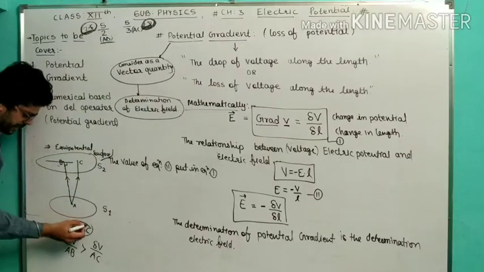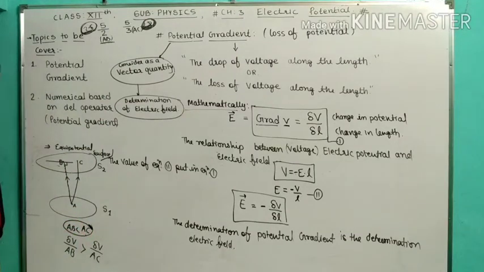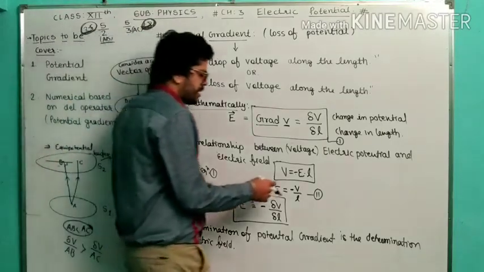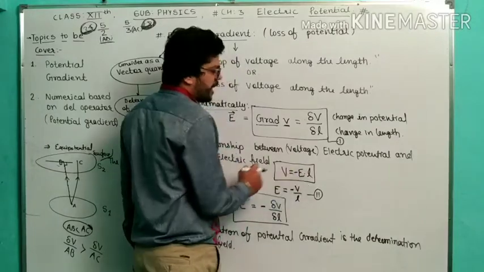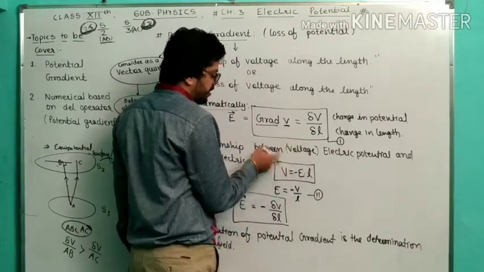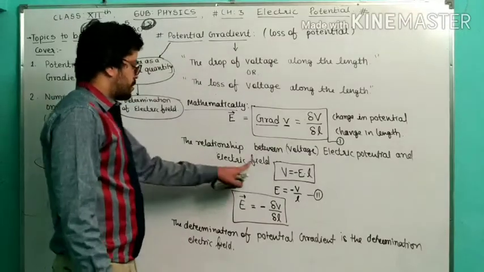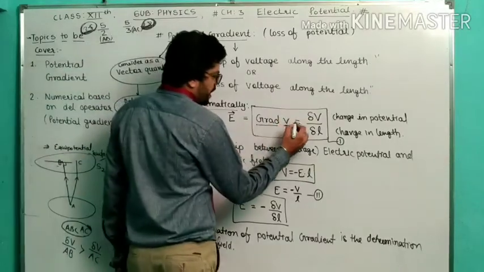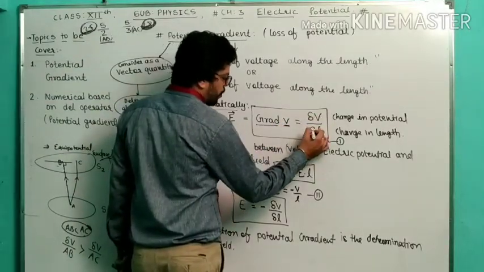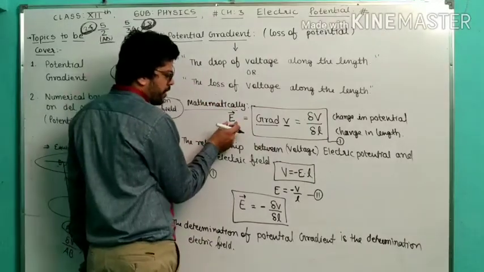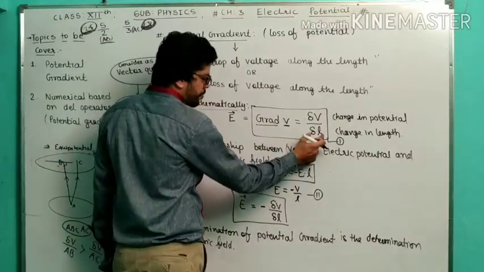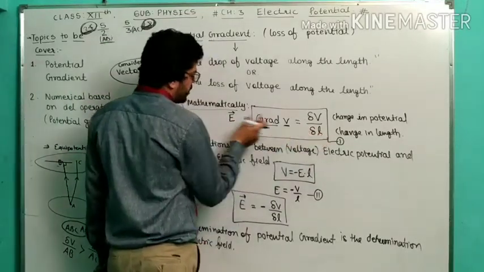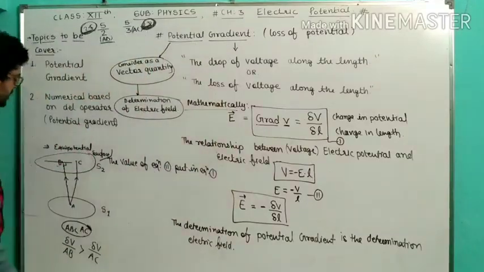So when the length is maximum, then the potential loss is minimum. How? See the basic formula: V equals minus E dot L. If the L value increases, then the potential value is going to increase. But when we talk about grad V equals del V upon del L, here we are talking about the electric field. Electric field is minimum when the length is maximum, and when the length is minimum, then the electric field is maximum. So this is an important condition.